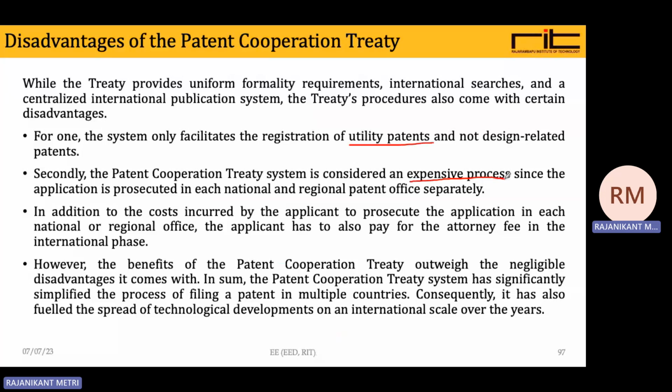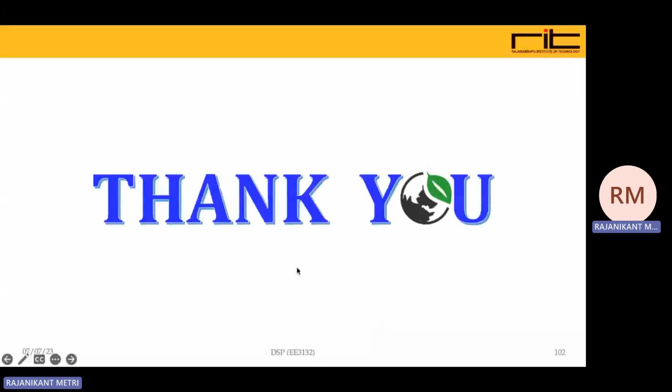It simplifies the process of filing patents in multiple countries. It has also fueled the spread of technological developments on an international scale in the last few years. So this is all about intellectual property and IPR copyrights. For more information, you can go to these links and find out the theory about these points.